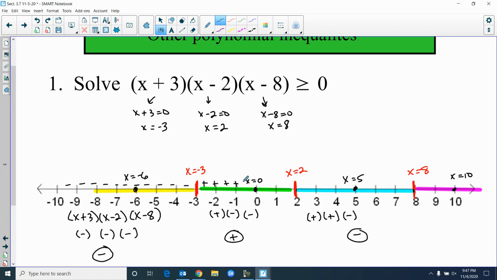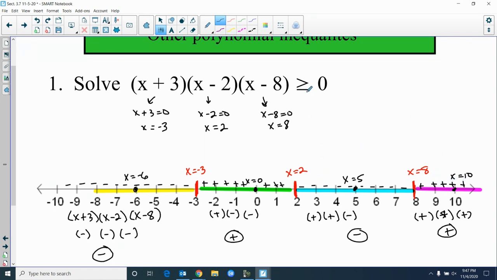I got all positives here, and then I got all negatives here, and now pick 10, and 10 plus 3 is 13, which is positive. 10 minus 2 is 8, which is positive, and then 10 minus 8 is 2, which is positive. 3 positives are still positive.